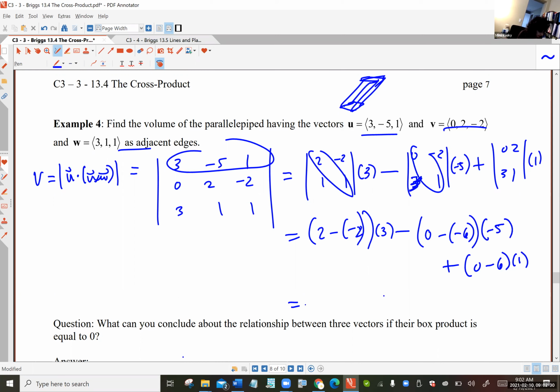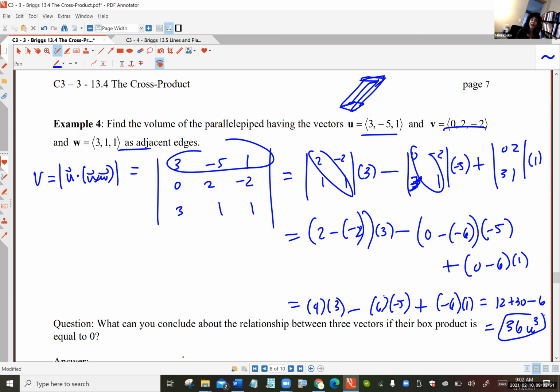Good Lord, what do we have here? I think we have 4 times 3 minus 6 times -5 plus -6 times 1, which is -6. And this is going to end up being 12 plus 30 minus 6. I get 36. And this is units cubed because we're doing volume. I don't know what the units are. They didn't tell me. So some units cubed because it's a volume. Okay, and I'm done getting the volume of one of these parallelepipeds. Questions?